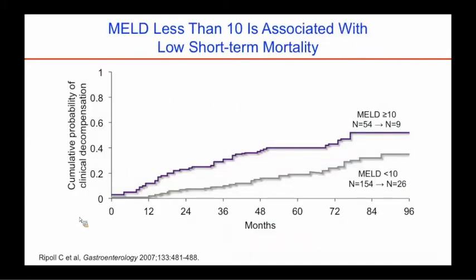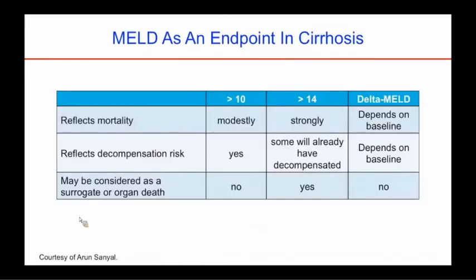One way is MELD, and this just illustrates that MELD less than 10 is associated with low short-term mortality. And this is a slide that Arun put together that he shared with me, that at least thinks through the idea of whether MELD could be an endpoint in cirrhosis. Does it reflect mortality? It does when it's greater than 14. Does it reflect decompensation risk? Well, it depends, because greater than 14 already are decompensated in many cases. Can it be considered as a surrogate for organ death? And the answer is yes.